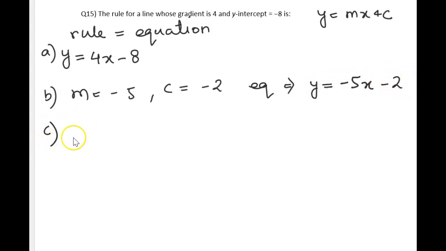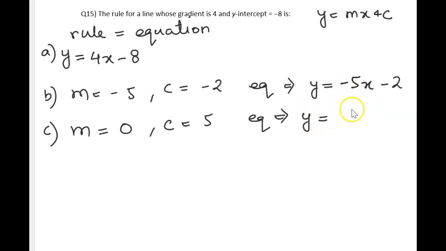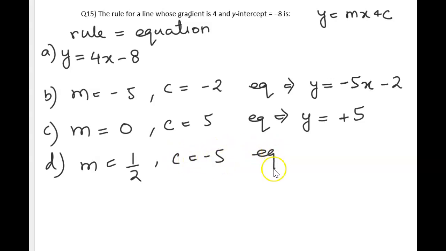Let me give you another one. What if your slope is 0 and your c is 5? So your equation will become y equals, so your m is 0, this section becomes 0. 0 times x is 0 and your y is just 5. Let me try more. Say for example your slope is half and your c is -5. So your equation will become y equals mx plus c, which is -5.